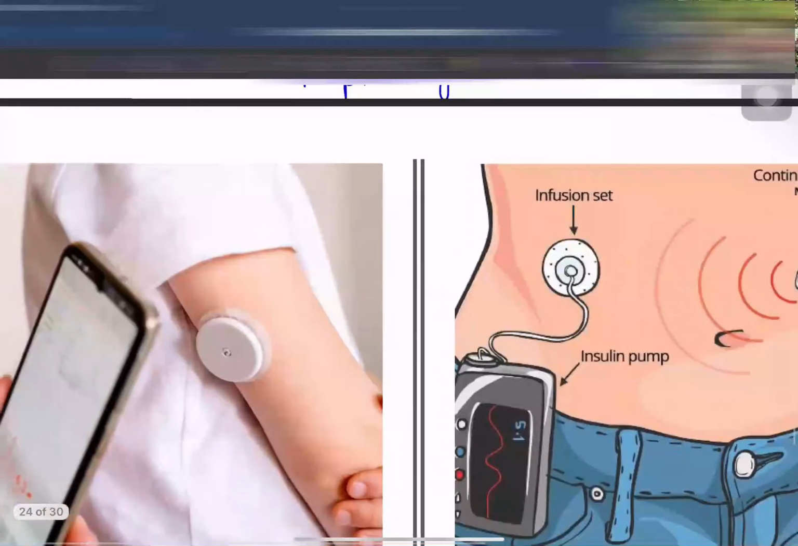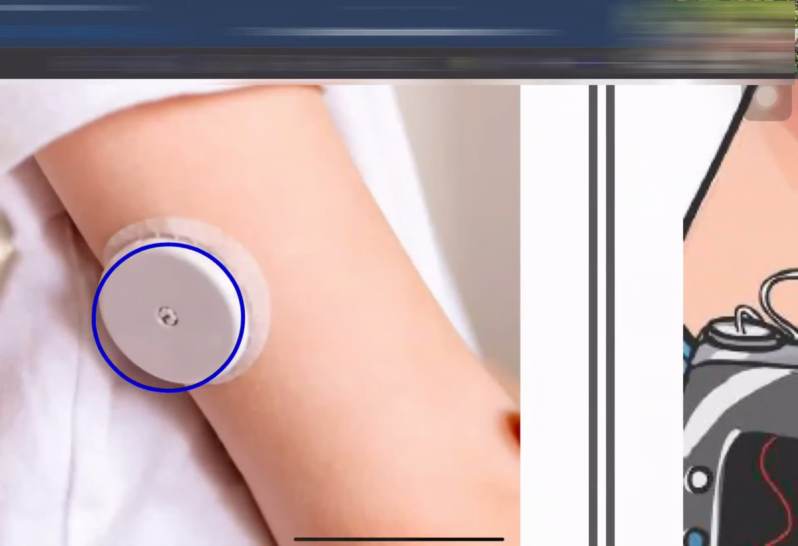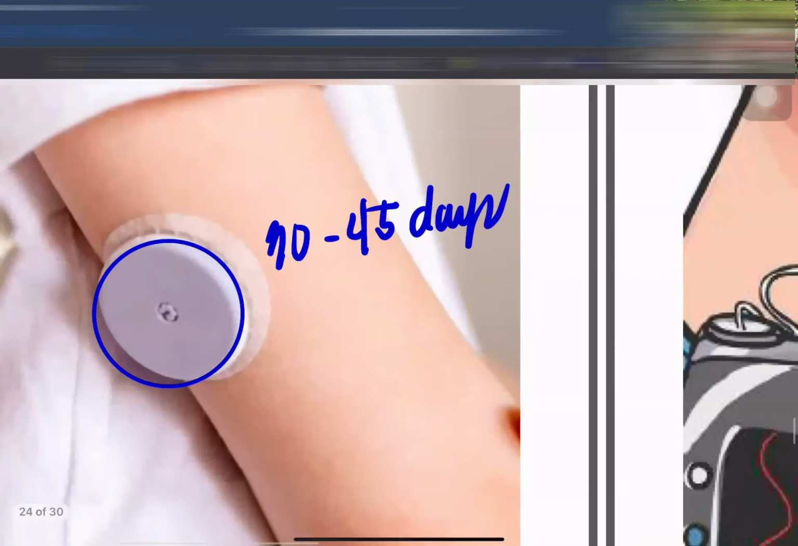Kaya tingnan nyo po ito. Class, ang circle na po ito, class, could stay on that site for up to 30 or even 45 days. Tapos ano pong ginagawa niyan? May needle na po yan sa loob. Ang needle po nakaprick na po doon sa skin ng pasyente natin. Tapos continuously, monitor niya na yung blood sugar levels ng patient natin.